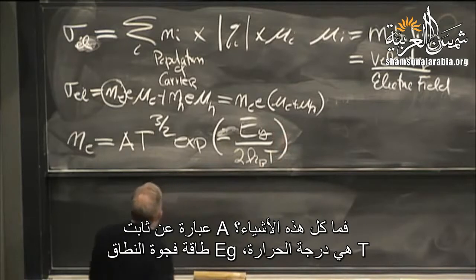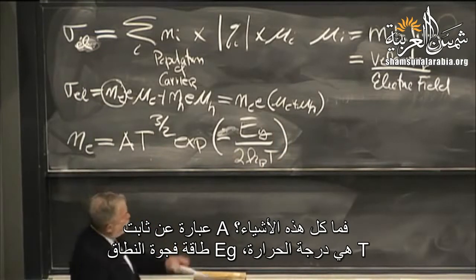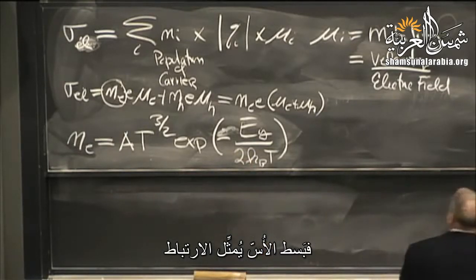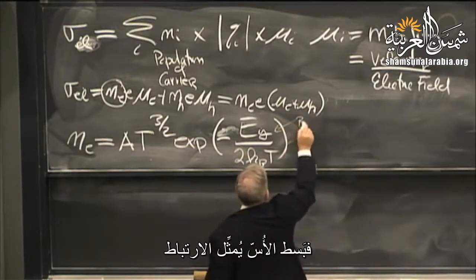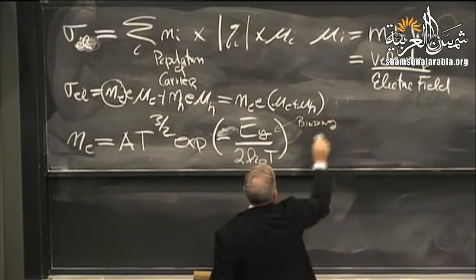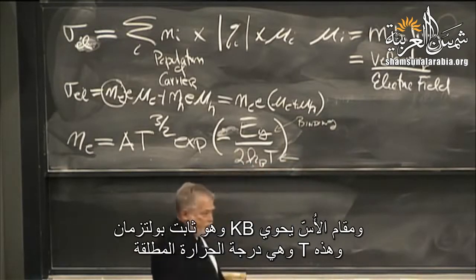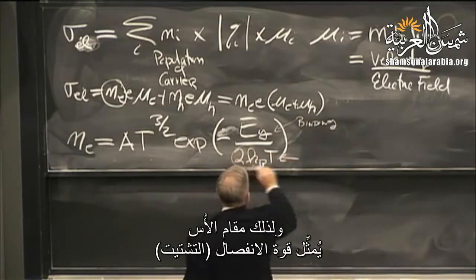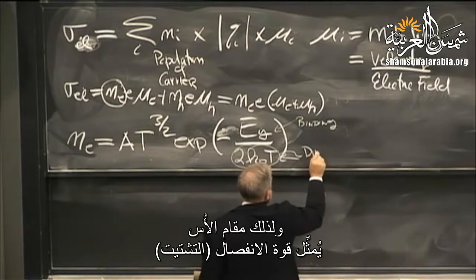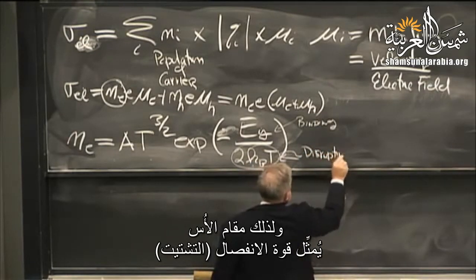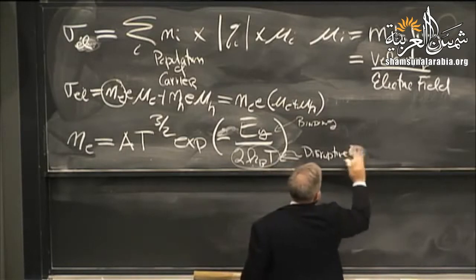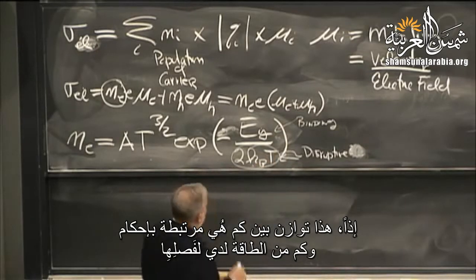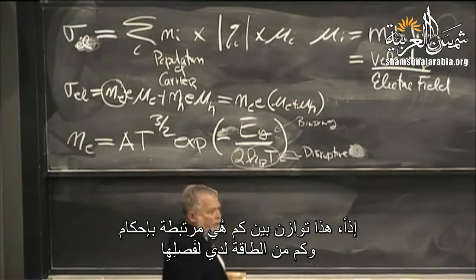So what is all this stuff? Well, this is a constant. This is the temperature. Makes sense. This is the band gap. So it's a representation of the binding, right? It represents binding. And what's down here? Well, k_B is Boltzmann's constant. This is absolute temperature. And so this represents the disruptive force. Well, just call it disruptive, right? So it's a balance between how tightly they're bound and how much energy I've got to do this.